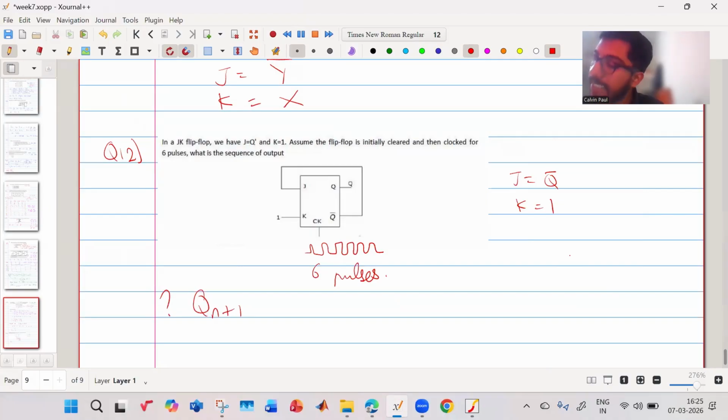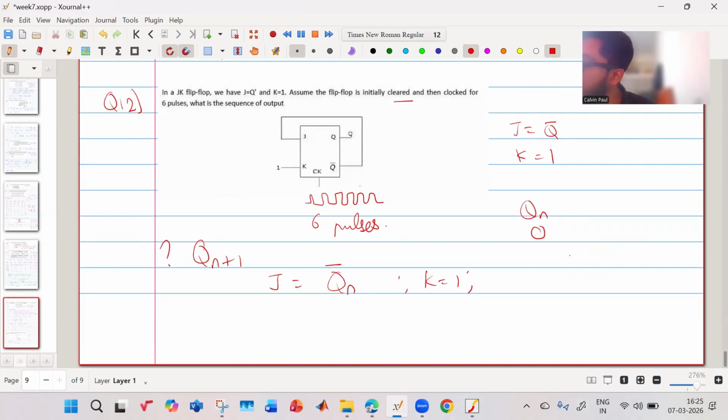When you write it in terms of n, what you write first is Qn is 0. Qn initially was 0, because they told the flip-flop is initially cleared. So Qn is 0. Now, your J is actually Qn bar. It is not of the future, it is of the present. So J is Qn bar. Now K is equal to 1. So now we know the characteristic equation of the JK flip-flop, which I also advise you strongly that you must remember by heart. That is your Qn plus 1 is equal to J and Qn bar plus Qn and K bar.